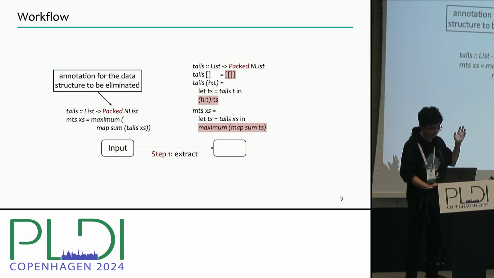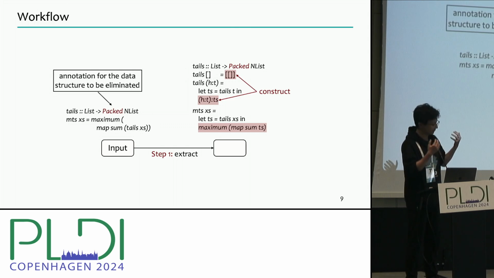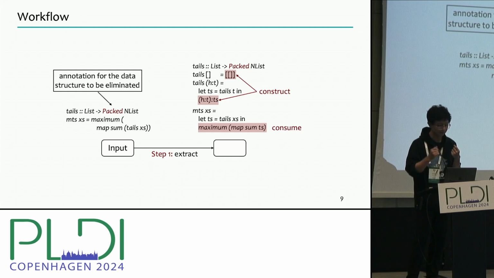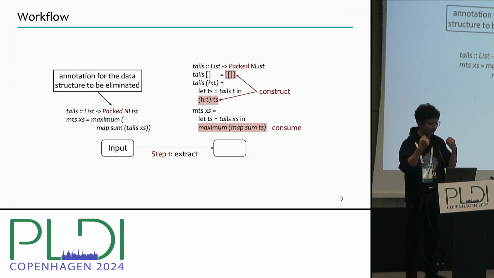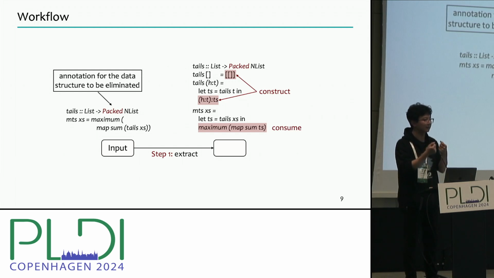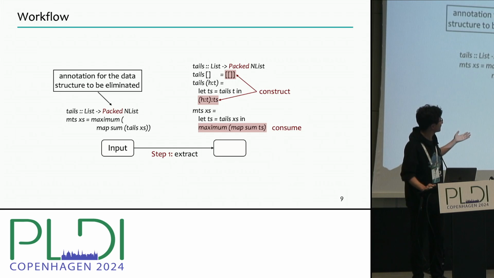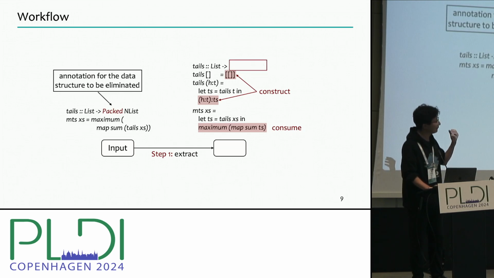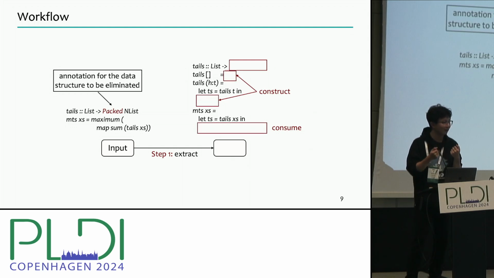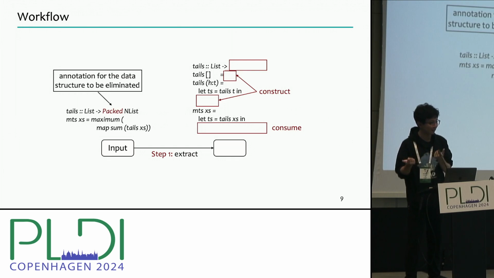For example, here, there are three such kind of expressions. There are two constructions that happen in the function of tails, and also one consume, which consumes the constructed packed data structure into the final value of MTS. Okay, so after getting this analysis result, we know that our final goal is to eliminate this intermediate data structure in the final program. So it means that all these three expressions should no longer exist in the resulting program, right?